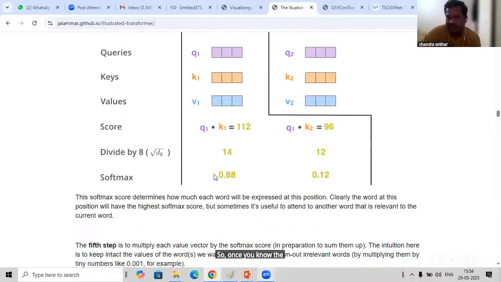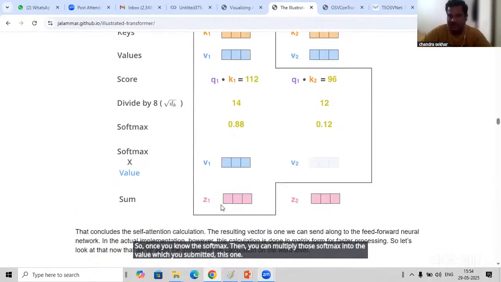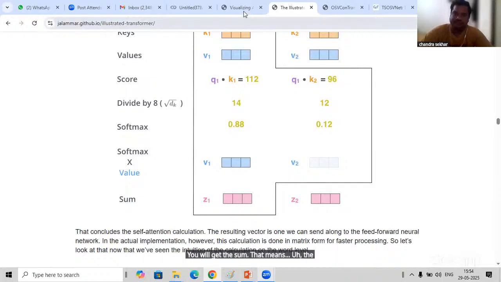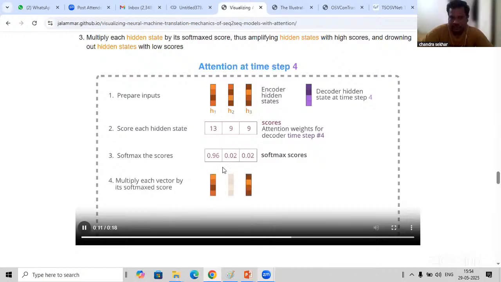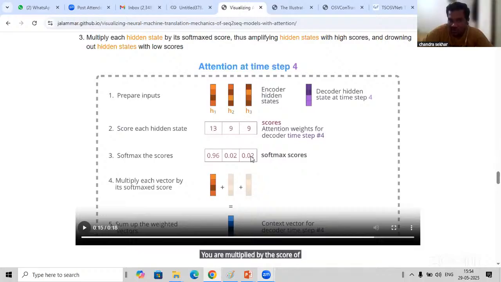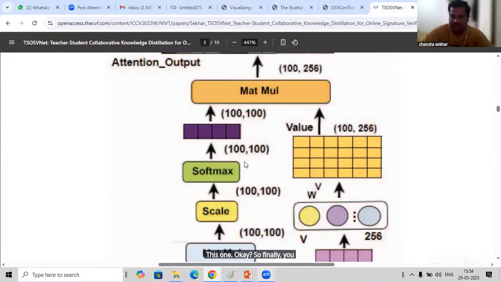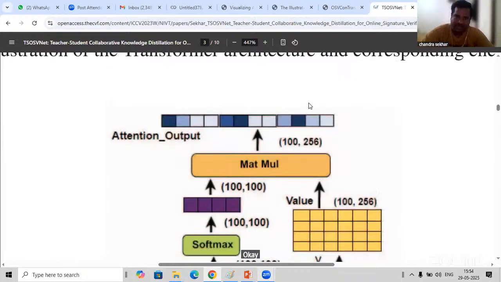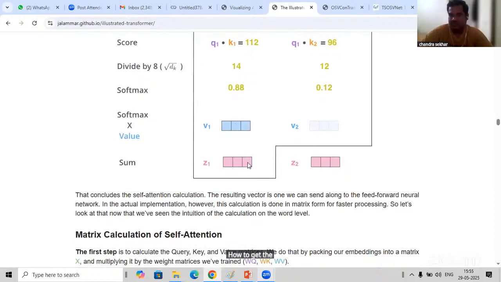So once you know the softmax, then you can multiply those softmax into the values which you submitted, and you will get the sum. That means the output. Okay, so see here. You have to multiply and then you have to add, you will get the context vector. So higher importance, where I need to give the importance. Inputs are multiplied by the score of the hidden state. These scores you are getting here. So finally, you will get the attention weights. Okay. Is it clear? This is the formula. From each input, you have to get the output, the values of attention.